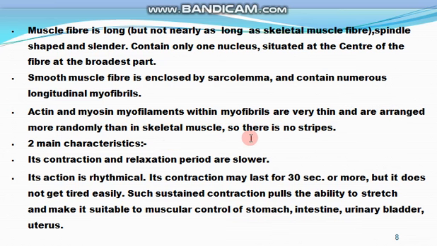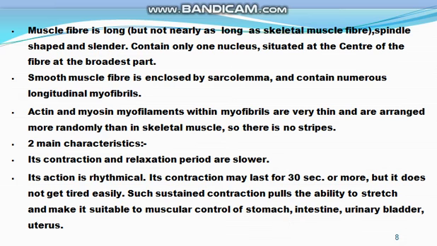So no stripes are seen in smooth muscles, and there are two main characteristics of the smooth muscles. Its contraction and relaxation periods are very slow, and its action is rhythmical, that is, they contract, then relax, then contract, then relax. There is rhythm, and its contraction may last for 30 seconds or more, but it does not get tired easily, and such sustained contraction gives the ability to stretch and makes it suitable for muscular control of stomach, intestine, urinary bladder and uterus.